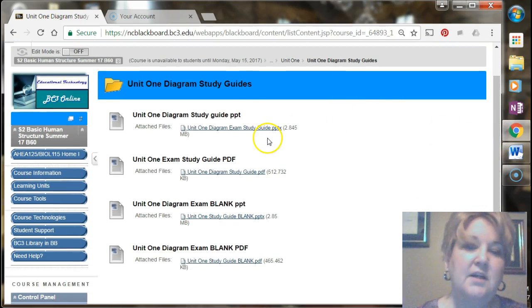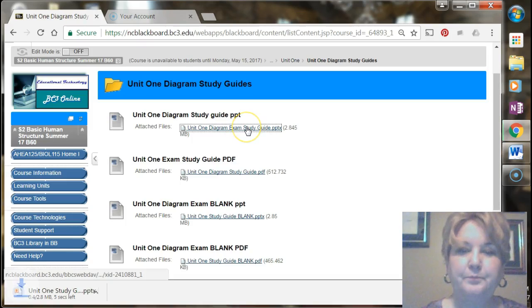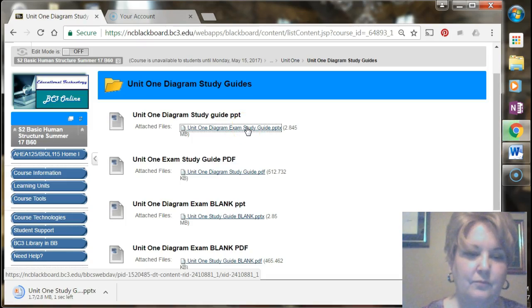I'll have these study guides in 2 forms, as a PowerPoint or as a PDF. And then I have these same diagrams as a blank, also as a PowerPoint and as a blank PDF. PDF, of course, is going to be easier for you to open. Students have told me that they print multiple copies of these study guides and then just keep filling them in. You don't necessarily have to print multiple copies. You can always just lay a piece of paper over the top, but let me show you what a study guide is going to look like.